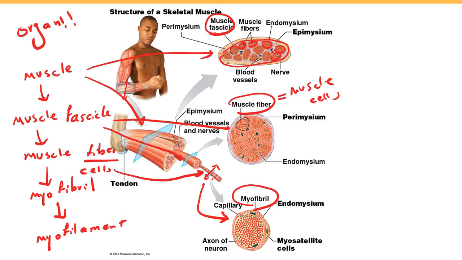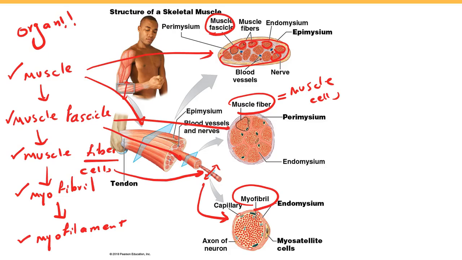So let's review it one more time. We have a whole muscle as an organ. Then each whole muscle is made up of muscle fascicles. And then each muscle fascicle is made up of many muscle fibers or muscle cells. Each muscle cell contains myofibrils, and each myofibril contains myofilaments.